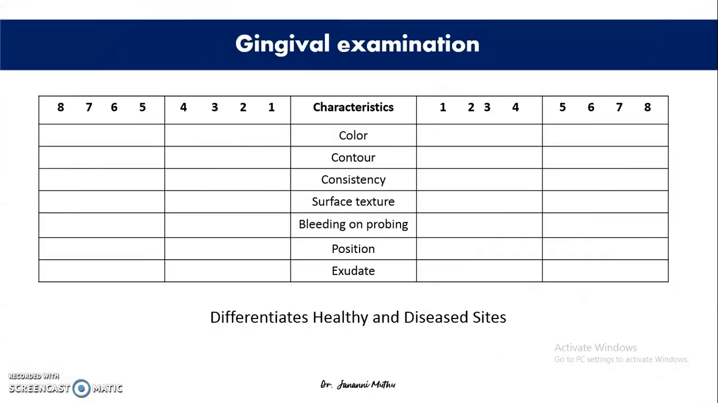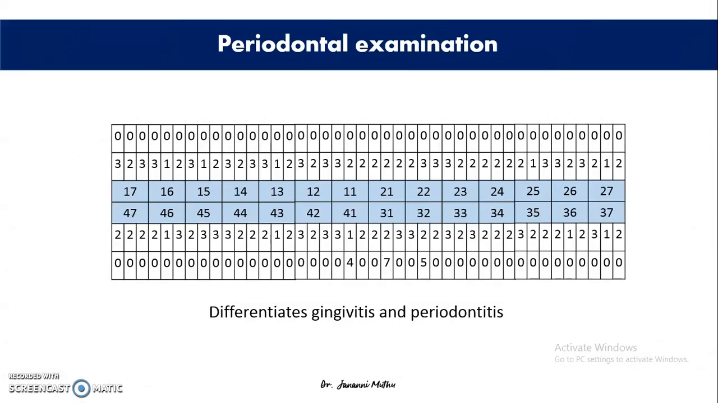Hope you remember this table. This records the gingival examination. This table will give an idea about the sites that are healthy and those that are diseased. And this table records the periodontal parameters such as probing pocket depth, clinical attachment loss, etc. This table will distinguish between teeth with gingivitis and those that are periodontally involved.